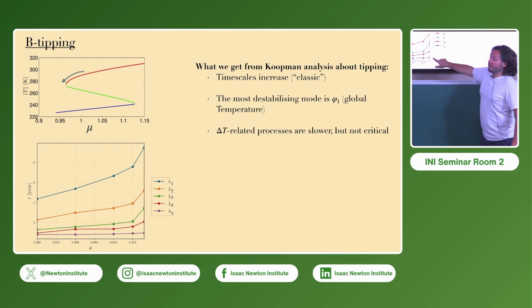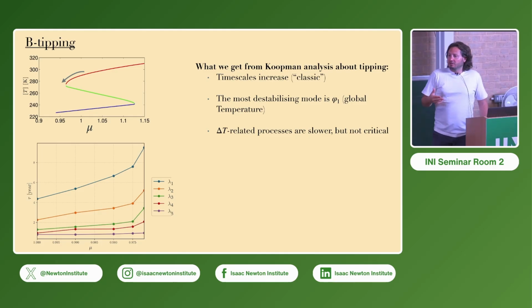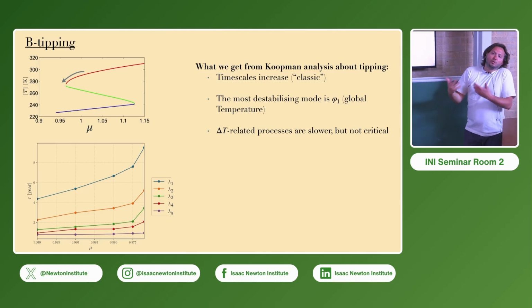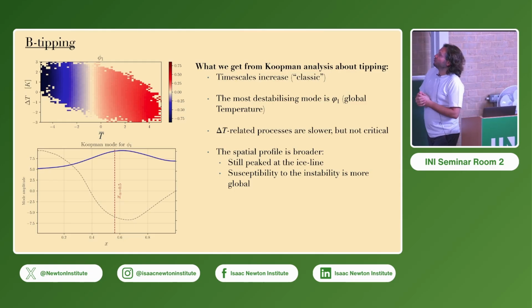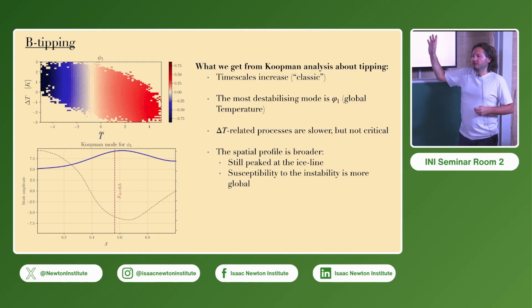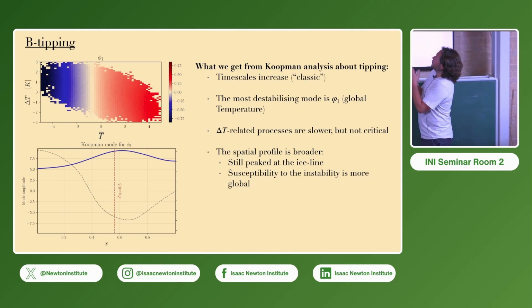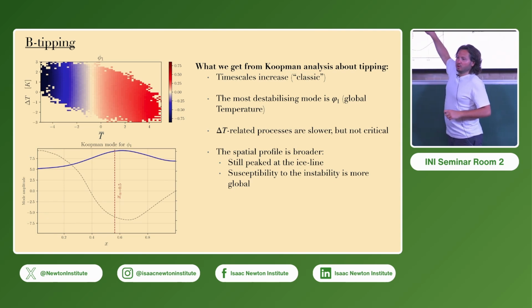observable. Then you also have the delta T, which is this mode here, lambda 5. It does experience critical slowing down, but not as much as the global average temperature. So if you were to pick that observable, you wouldn't see it as clearly. We also looked at the leading eigenfunctions, the one associated with the global average temperature, closer to the tipping. And what we observe is it has a similar structure. But if you look at the Koopman mode, so how much it projects in space, you can see it still looks peaked at the ice line, but it's much broader.